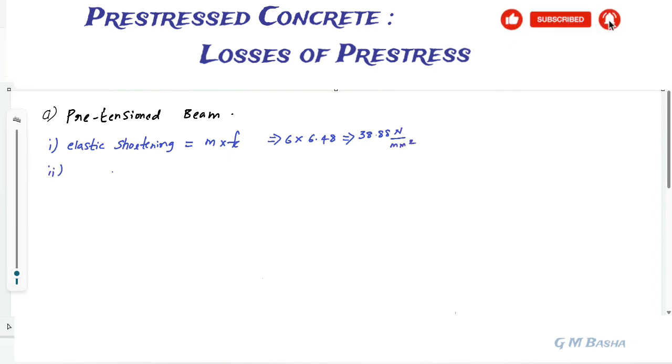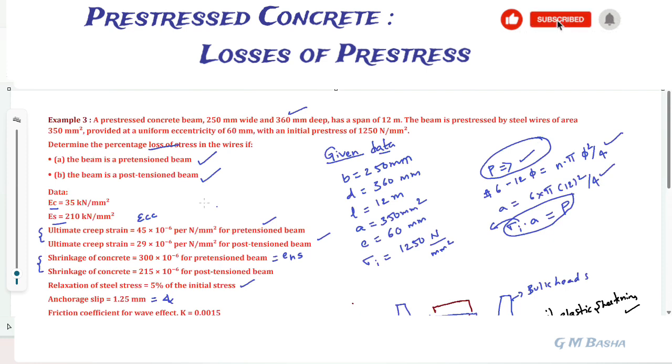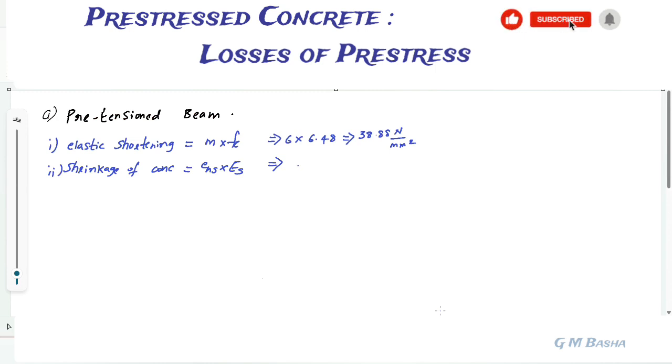Similarly, next one will be loss of stress due to shrinkage of concrete. We know the formula also, that is epsilon cs for shrinkage of concrete into modulus of elasticity for the steel. Please take some care here, they will give different data. Shrinkage of concrete for the pre-tensioned beam will be 300 and for the post-tensioned beam will be 215 into 10 to the power of minus 6. So take down accordingly. For the pre-tensioned beam, 300 into 10 to the power of minus 6 into Es, 210 into 10 to the power of 3. If you simplify, you will get around 63 Newton per mm square.